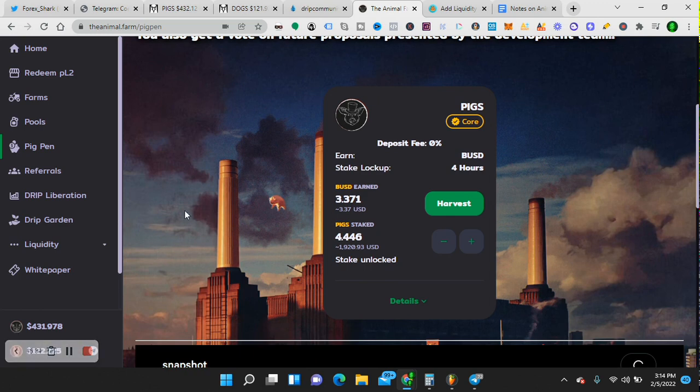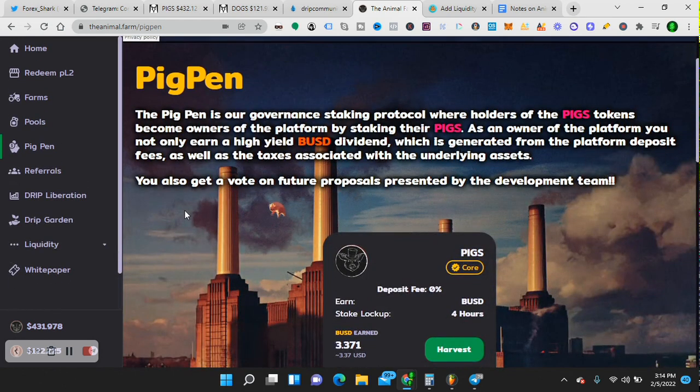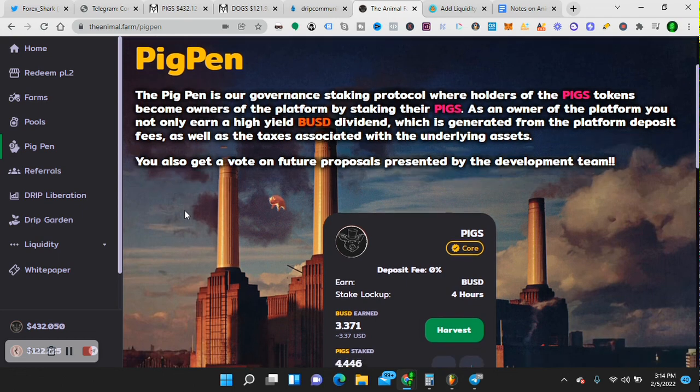So once again, this is not just a pump thing overnight. This is more of a mid to long-term investment where you're growing your assets and you're creating passive income for yourself.